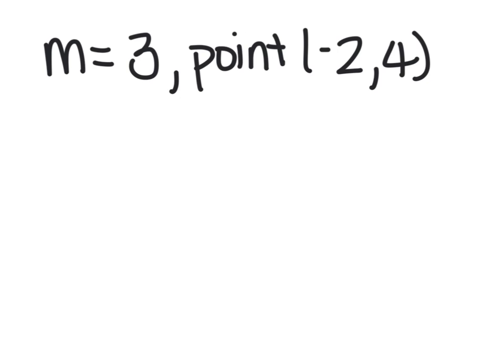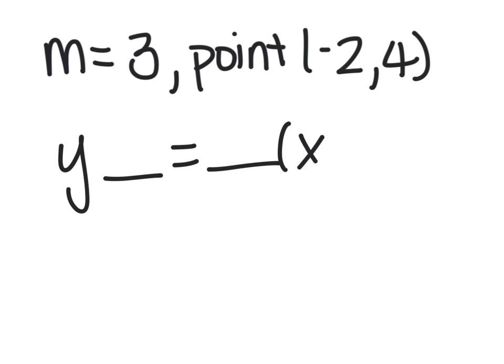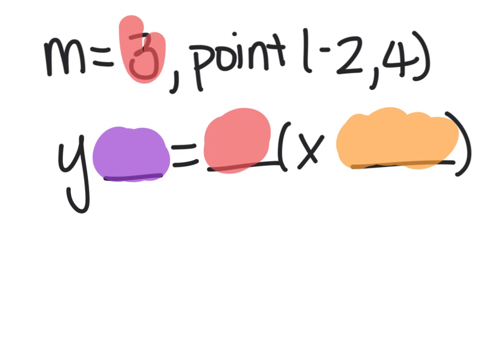So I'm given a slope of 3, or m equals 3, and a point of negative 2, 4. And I need to write an equation for this line. So I'm going to start by writing my formula, which is y blank equals blank times x blank. And we've just got to figure out what goes in there. So remember, we have three pieces. We have an x value, we have a y value, and we have a slope. Well, I know my slope is 3, so we can go ahead and fill that one in because that's pretty easy. My x value in this case is negative 2, but when I put it in the equation, remember it switches signs, so it's going to become a positive 2.